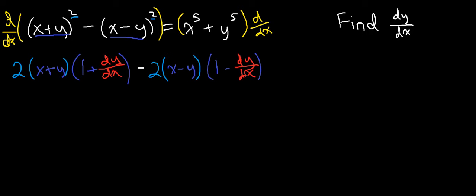So that's the left side of the equation. And then we're going to equal, well, what's the derivative with respect to x of x to the fifth? It's a power rule, so we're going to bring the power down front.